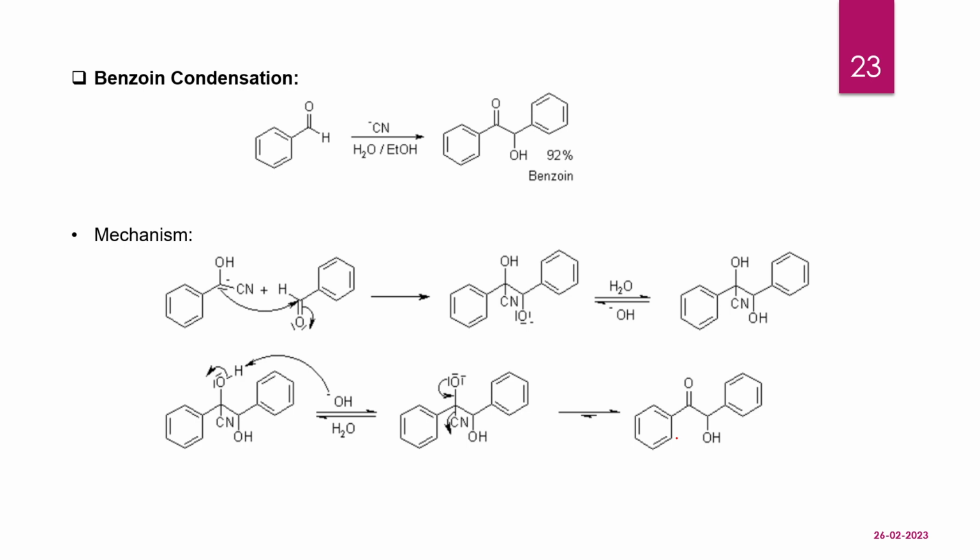Next is benzoin condensation. You guys might be wondering why benzoin condensation. In the normal benzoin condensation, what is the mechanism? This is something you have probably been taught in your graduation already. In benzoin condensation, CN minus is used. So here, first CN minus will act as a nucleophile. CN minus will attack here, and this will get open, giving us this.